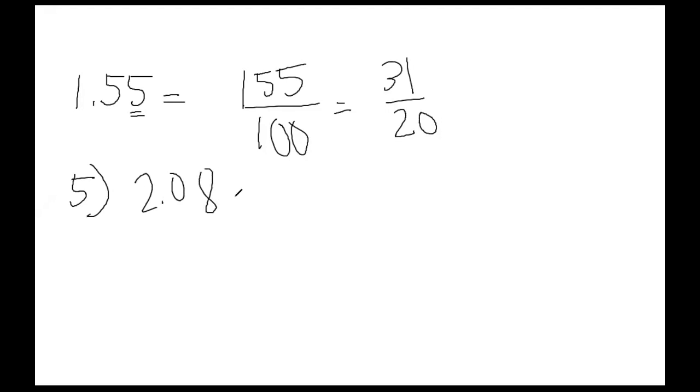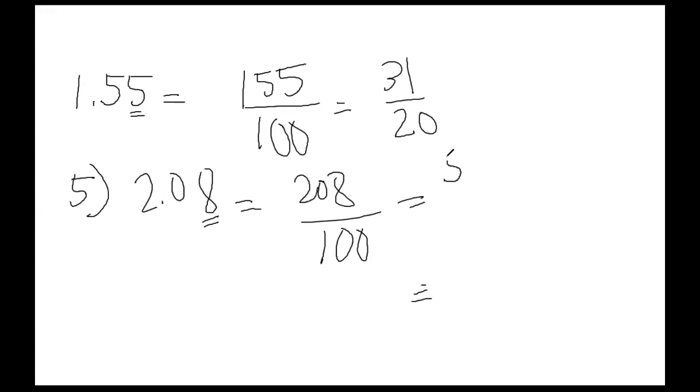2.08. That's equal to 208 over 100. O, nakukuha na ba? But 100 agad kasi this one, hundredths place ang 8. Kaya over 100. So, divide both by 4. 208 divided by 4, that's 52 over 25.